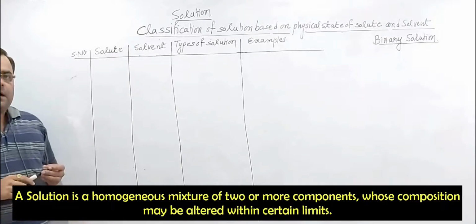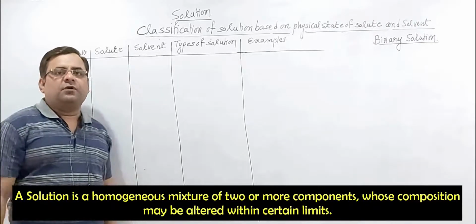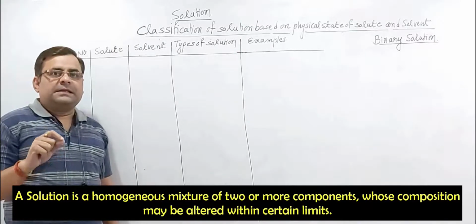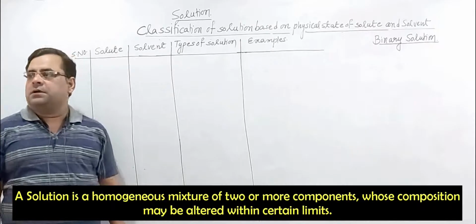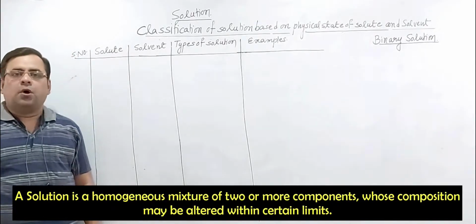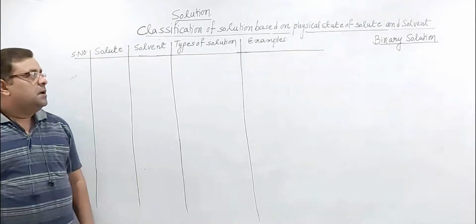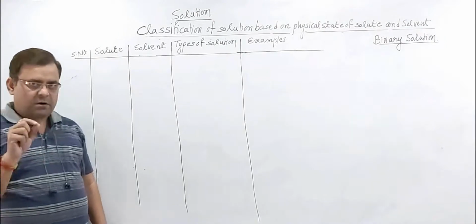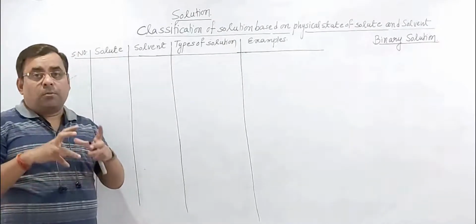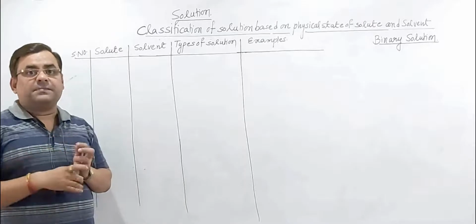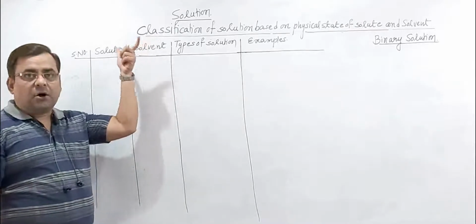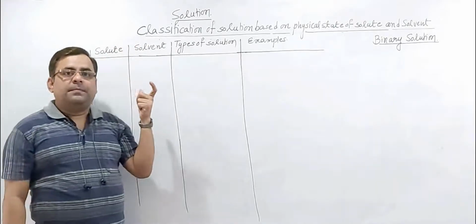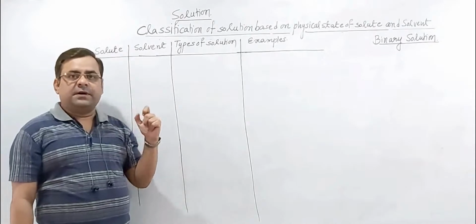You know that a solution is a homogeneous mixture of two or more components whose composition may be altered within certain limits. This is the definition of solution. Note it down in your copies properly. A solution is not a heterogeneous mixture. It is homogeneous. Homogeneous means its composition is definite. Is that clear for all students?